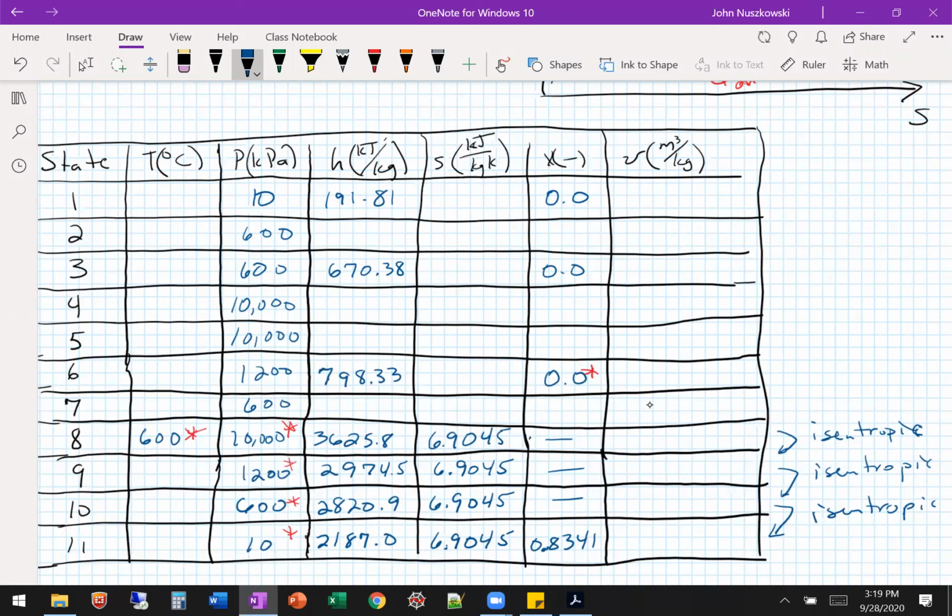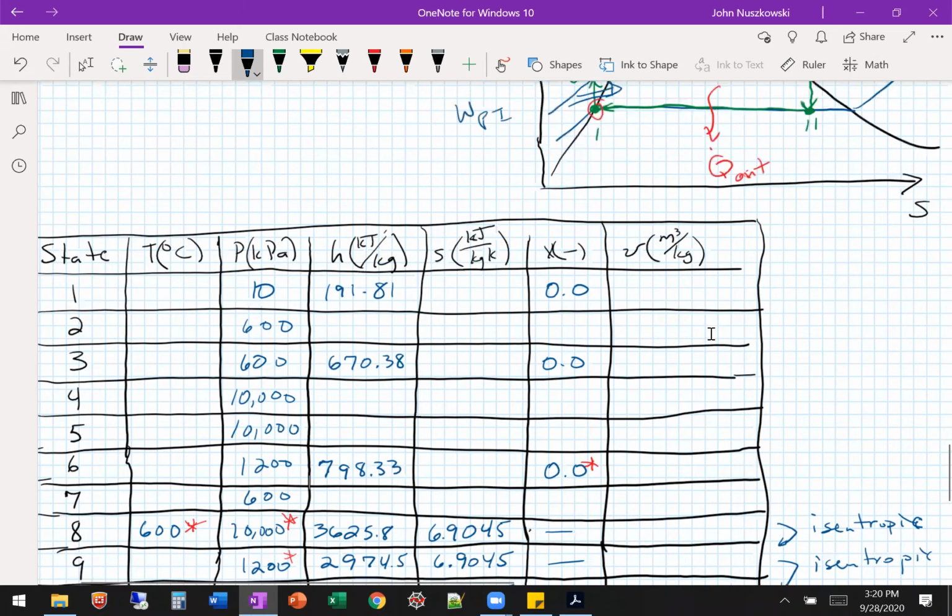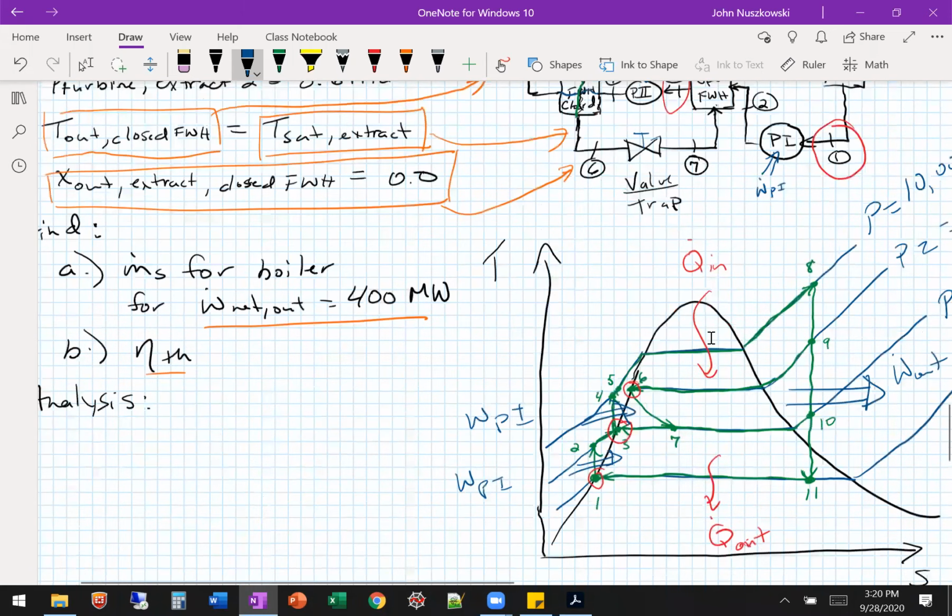Okay, so now we have the enthalpies for most of these, right? Let's think about trying to get all the rest of the enthalpies because we have to eventually solve for thermal efficiency, and that's going to require information about every state usually. Okay, so is there any other information that we can fill in when we look at our TS diagram?